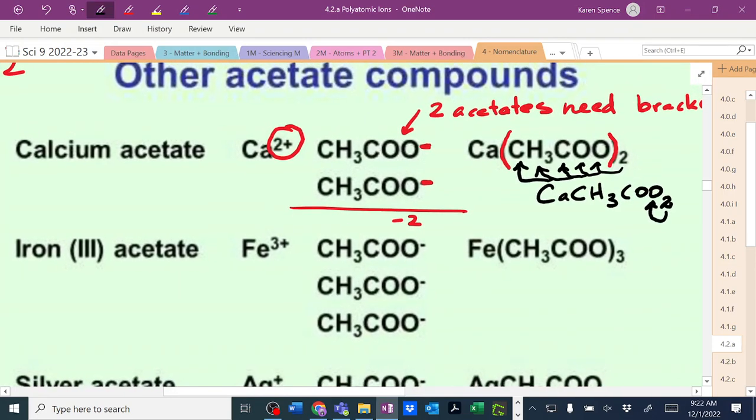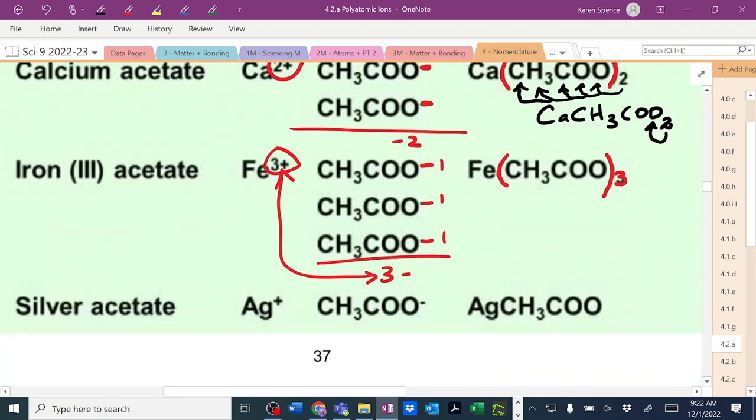Now we can have iron, which has a 3+ charge, and in that case we would need 1, 2, 3 negatives to balance out the 3 positives to give us a neutral compound. And again, because we have 3 acetates, we need to have brackets. And we put the 3 on the outside. But silver acetate, we're back to having just a +1 charge and a -1 charge. So we only have 1 acetate. So are there any brackets? No.